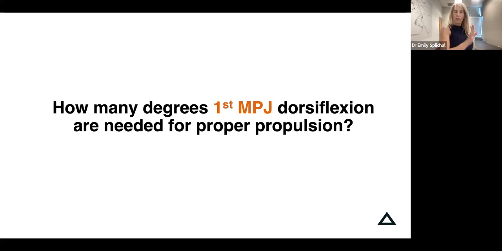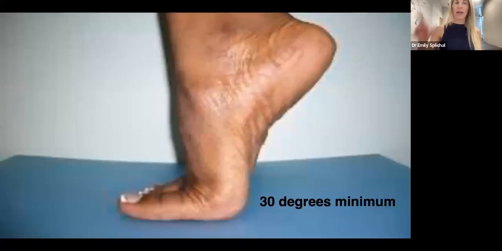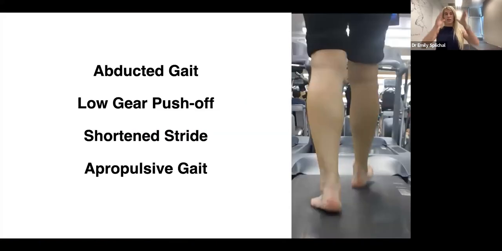Now, your goal for your clients is going to be a minimum of 30 degrees dorsiflexion in the big toe. Awesome. 65 to 75. Ladies, or actually ladies and gentlemen, if you want to wear high heels, then you need probably a good 90 to 100 degrees of dorsiflexion in your first MPJ, okay? If you do not have at least 30 degrees, that's your minimum, you will compensate.